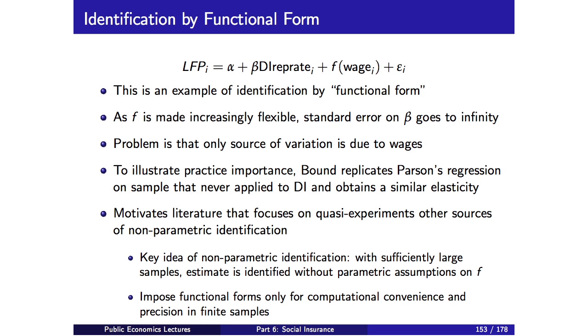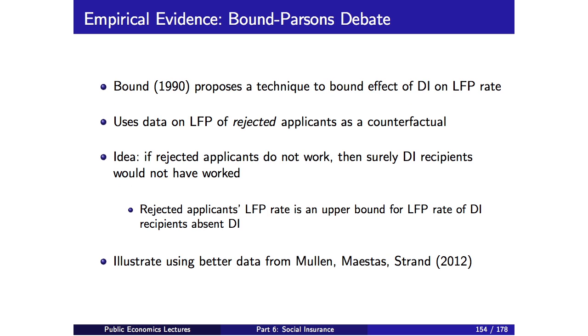All right, so what does Bound actually do constructively? The important thing is the critique of the earlier approach, but he also proposes a technique to bound the effect of DI on the labor force participation rate that's quite intuitive. He uses data on the labor force participation of rejected applicants as a counterfactual. So here's the idea: if rejected applicants don't work, then surely you would think that the DI recipients themselves, who, if at all, should be even less healthy, would not have worked, right?